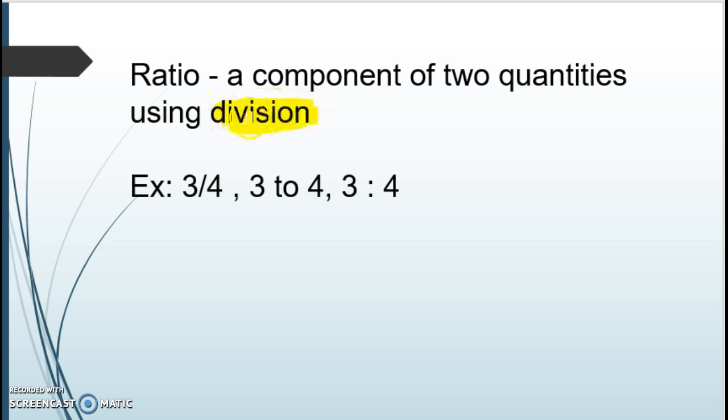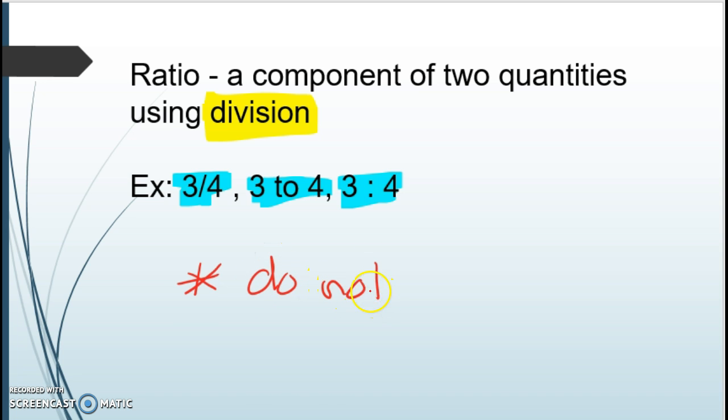One of the most important things that I want you to underline in your notebook when you're writing this definition is this division part, because what ratios have to do with is dividing two things. Also, like I said, I want you to have these three examples in your notebook because these are three different ways that we can write ratios. And then I also said that I want you to make a star next to your notes and say that you do not need labels. Labels are not needed for ratios. Make sure you have all that in your notebook. You can go ahead and pause me if you need to, and then when you're done, you can move on.